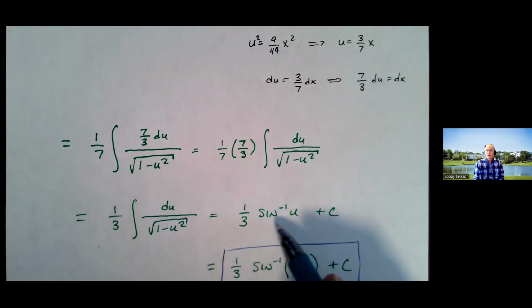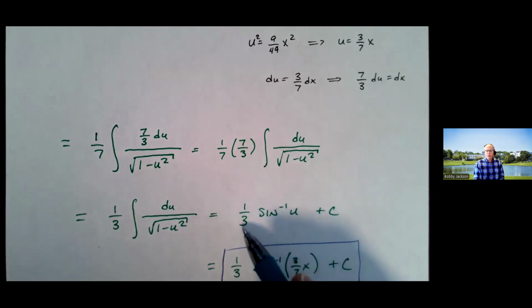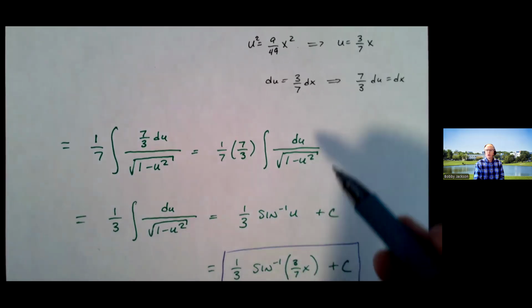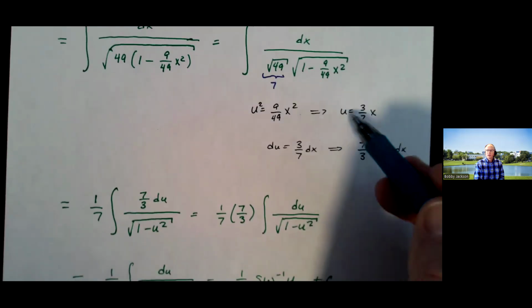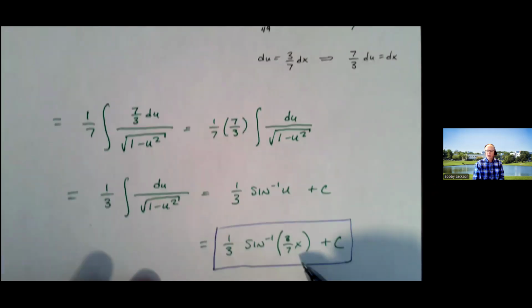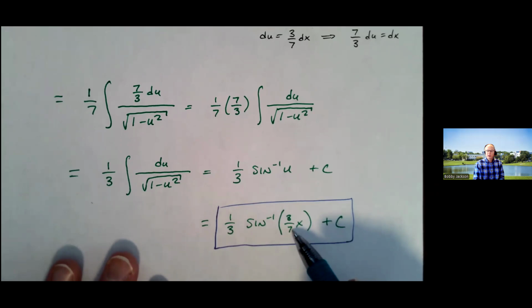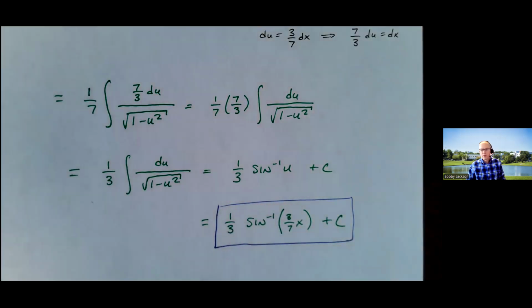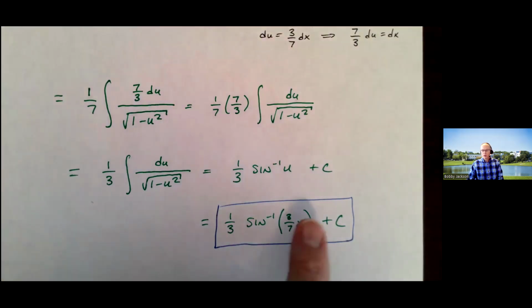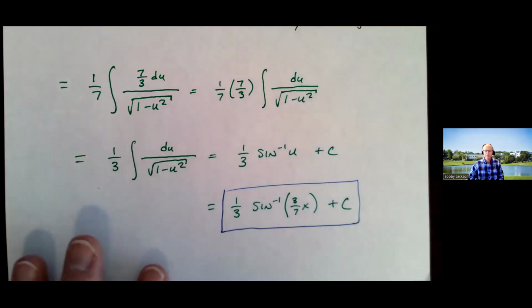So we'll write it this way. All right, 1/3 inverse sine of u. And remember, u was 3/7 x. And so replacing u with 3/7 x gives me this. And here is my expression for the antiderivative. And again, don't forget your plus c.